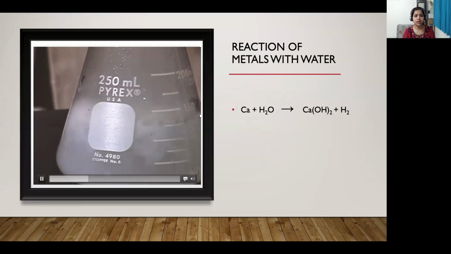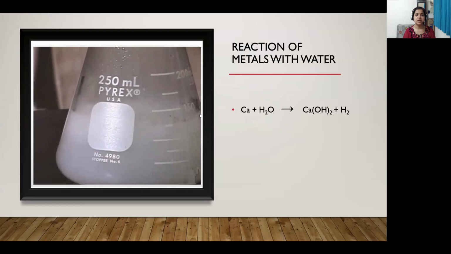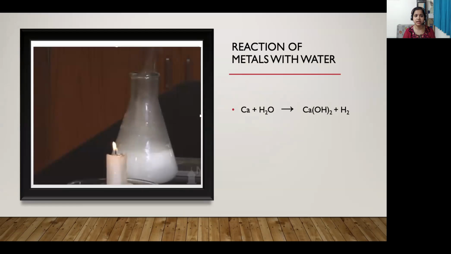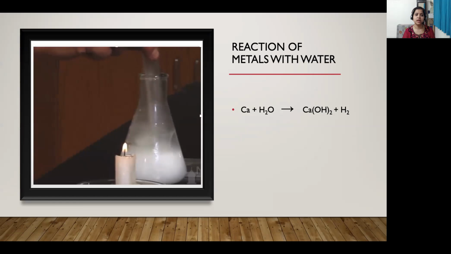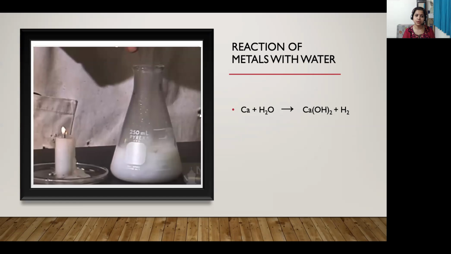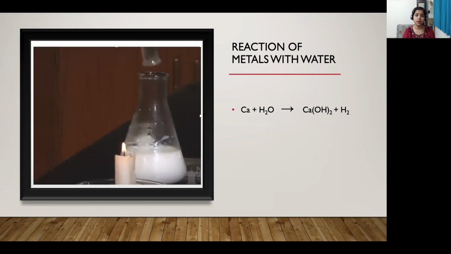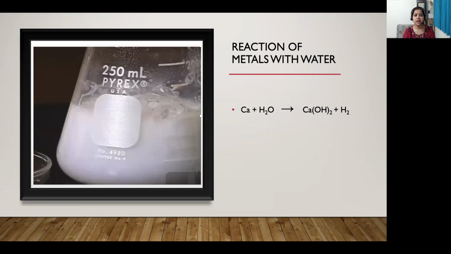So let's check whether in all these three cases the gas liberated is hydrogen gas or not. In order to understand this, you can collect the gas in a test tube. After collecting the gas, you can show it to a candle flame. When you show it to the candle flame, you will observe a pop sound. Can you hear that sound? This sound happens due to the burning of hydrogen. Hydrogen gas burns with a pop sound.